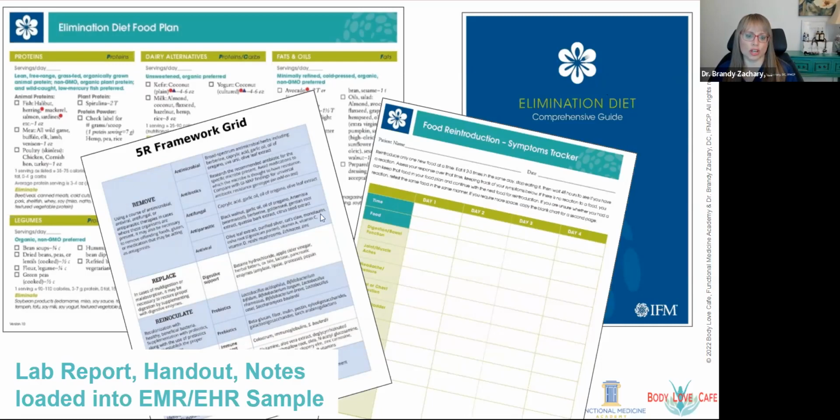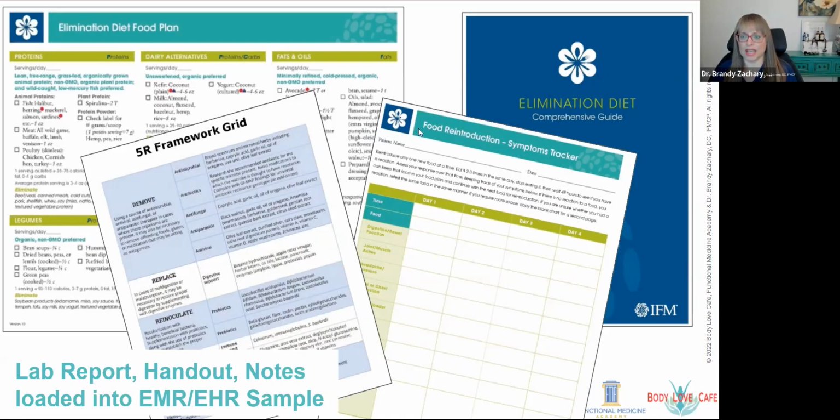This was a screenshot we took from the GI map interpretive guide. Really nice 5R framework grid and some supplements, not brand name, but the ingredients. So some of the herbs and probiotics and fiber and immunoglobulins, things you would use at each of these 5R levels. So we'll use that and share that.